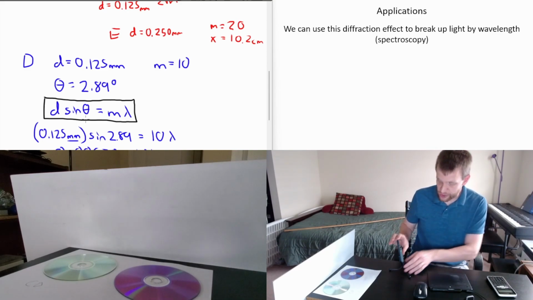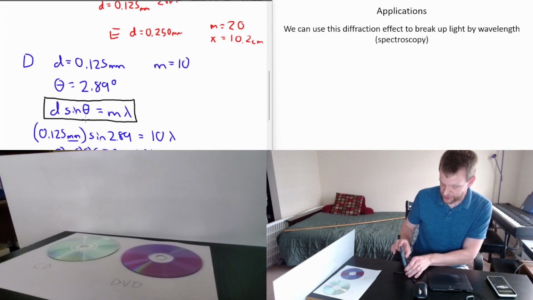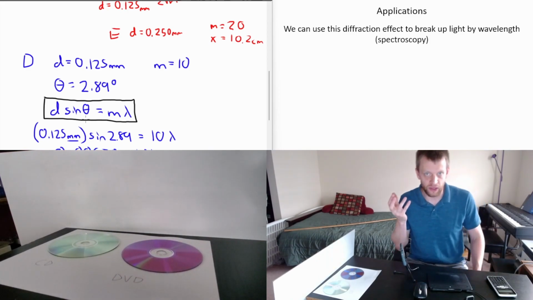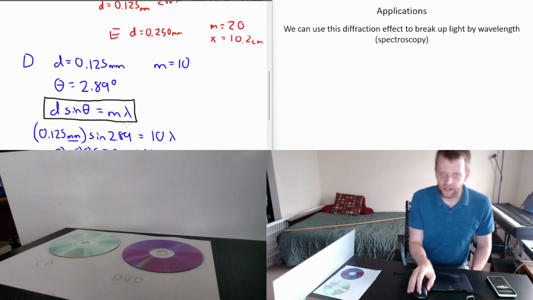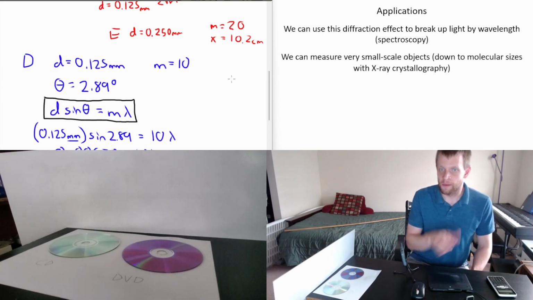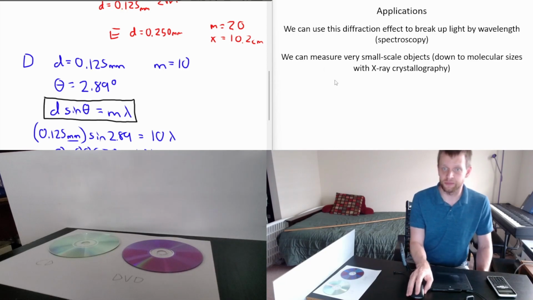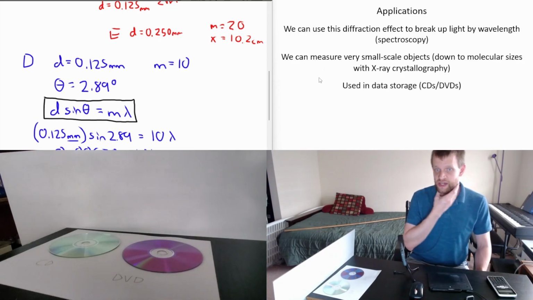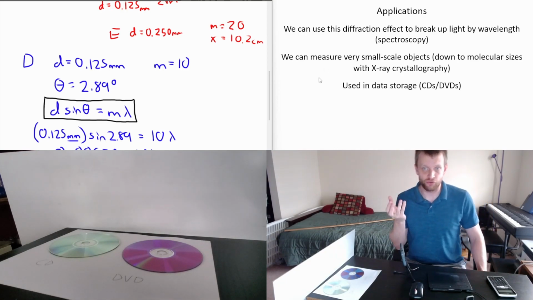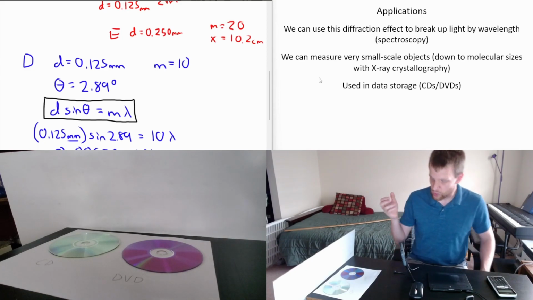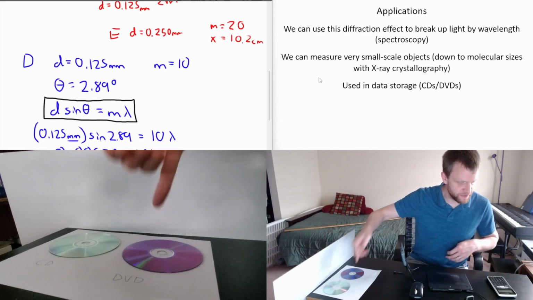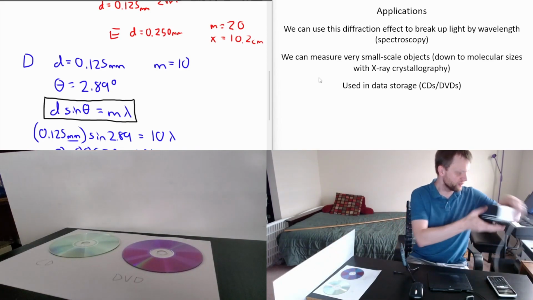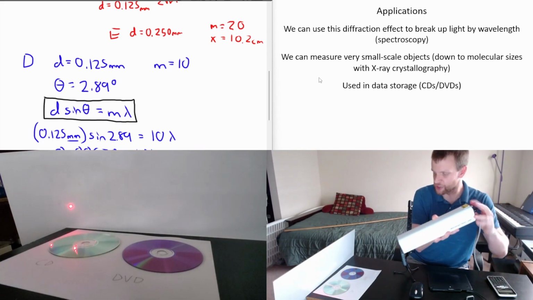It's an extremely useful application for talking about how light and matter will interact with each other. We can also use this to measure very, very small scale objects, down to molecular sizes in the case of X-ray crystallography. So let's look at this particularly with a CD and a DVD. And I'm going to take the laser and aim that laser. Let's start with the CD.